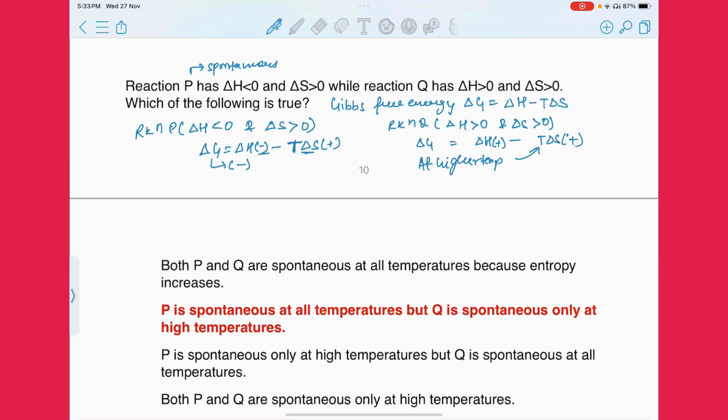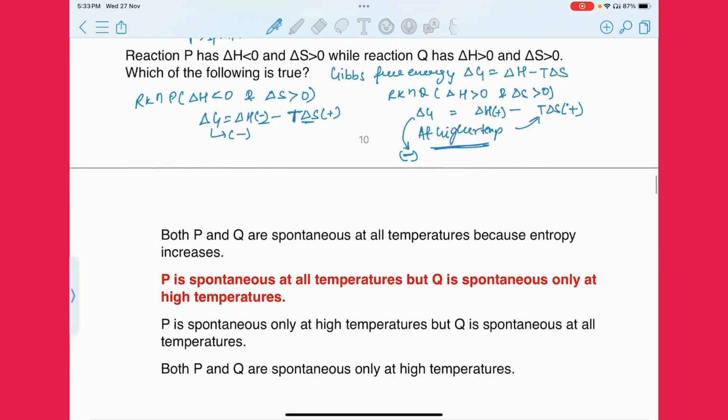the T delta S term can outweigh delta H, making delta G negative. So it will be spontaneous only at higher temperature. This will give a negative value only at higher temperature. So the correct option is option number B.